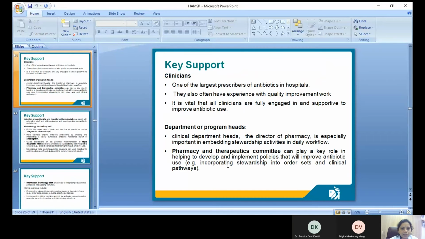At the same time, key support from the clinicians as well as department or program heads is also needed, as clinicians are one of the largest prescribers of antibiotics in the hospital. They also often have experience in quality improvement work. It is vital that all the clinicians are fully engaged in an AMS program. And from the pharmacy department, the pharmacy and therapeutic committee can play a key role in helping to develop and implement policies that will improve antibiotic use.